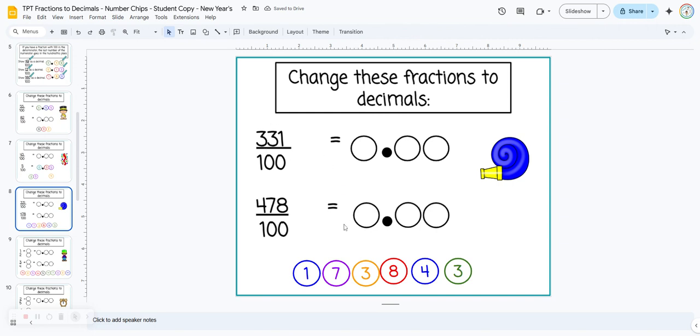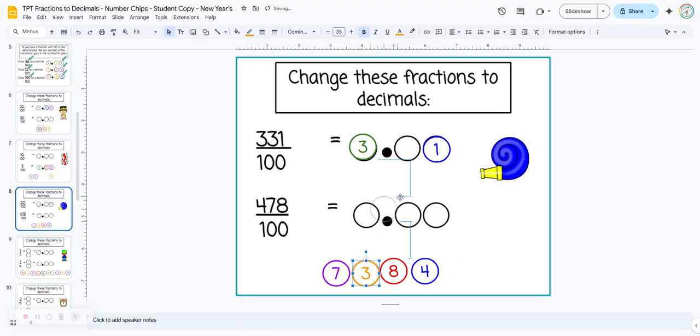Then we have 3-digit numbers in the numerator. And again, just that number in the ones place has to go into the hundredths place of their decimal. And so on.